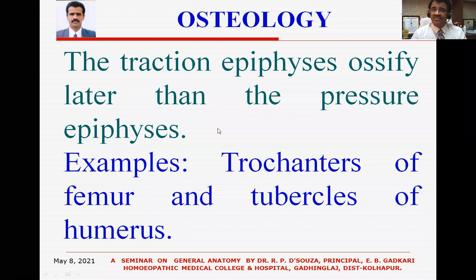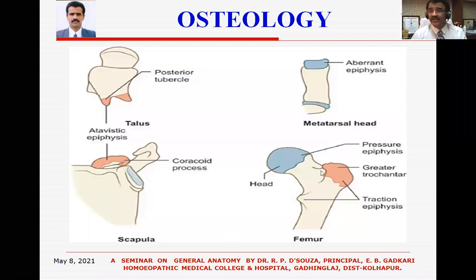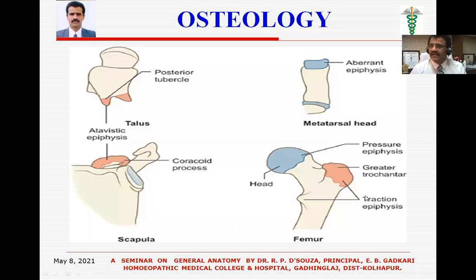The traction epiphyses ossify later than the pressure epiphysis. Ossification means formation of bone in that part. The pressure epiphysis forms first, and then the traction epiphysis forms. So ossification is later than the pressure epiphysis in case of traction epiphysis. The examples of traction epiphysis are the trochanters of femur and tubercles of humerus. These two examples are more than sufficient to understand what is traction epiphysis. Here you can see traction, greater trochanter, lesser trochanter. You can see here, both are given. And here you can see pressure epiphysis simultaneously.